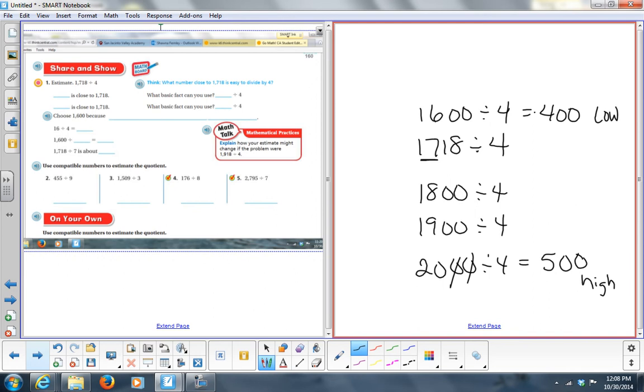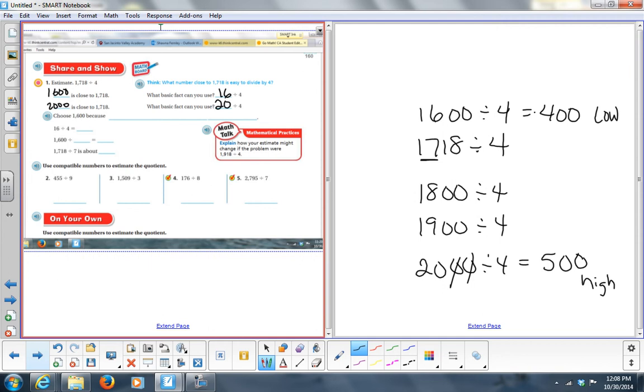Do you put 400 low and then 500 high? It depends on what it's asking you. This one is asking you for both, right? I've got 2 here, so I need to find 2. So I have 1,600 and 2,000. Basic fact then is 16 divided by 4 and 20 divided by 4.